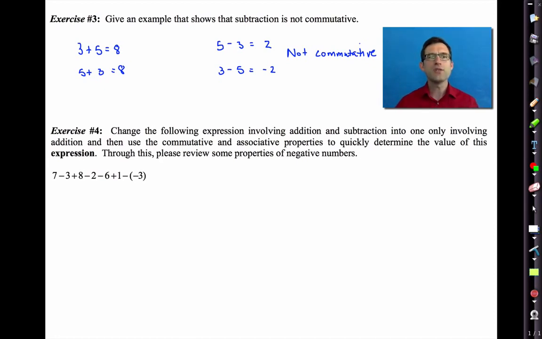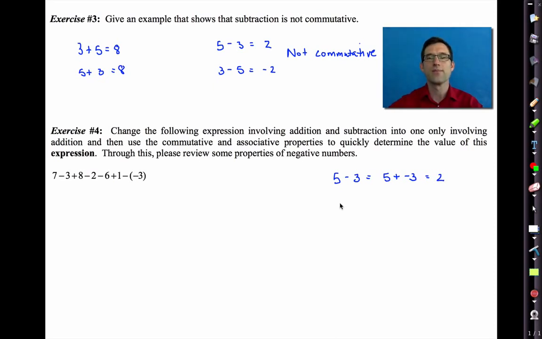Exercise 4 says, change the following expression involving addition and subtraction into one only involving addition, then use the commutative and associative properties to quickly determine the value of this expression. Through this, please review some properties of negative numbers. So first, let me review how to change subtraction into addition. Why don't we stick with this 5 minus 3 business. 5 minus 3 can be changed into an equivalent addition by simply adding the opposite of the number we're subtracting. So 5 minus 3 is the same as 5 plus negative 3. Either way, we get 2.